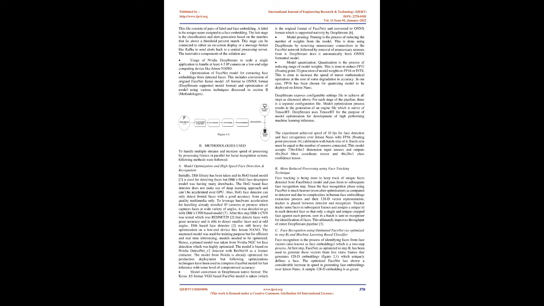DeepStream exposes a configurable settings file to achieve all the steps discussed above. For each stage of the pipeline, there is a separate configuration file. The model optimization process results in the generation of an engine file which is native to TensorRT. DeepStream uses TensorRT for model optimization for the development of high-performing machine learning inference. The experiment achieved a speed of 10 fps for face detection and face recognition over the Jetson Nano with FP16, floating point precision 16, calibration with a batch size of 4. Batch size must be equal to the number of sensors connected.